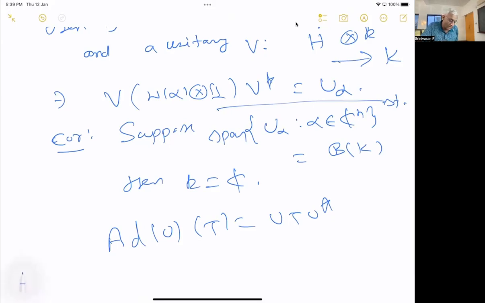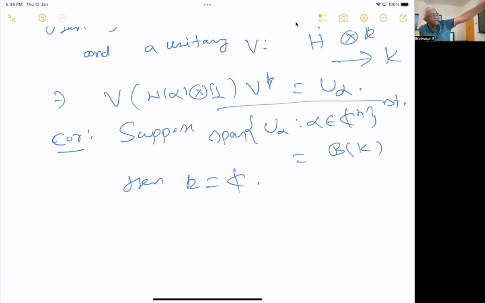But now we are identifying W of alpha tensor 1 with U alpha. So what is W of alpha tensor 1? What will it generate as an algebra? Take the algebra and take the closure. It will generate B of H tensor 1, all operators B of H tensor 1. So if it is irreducible on this side, it should also be irreducible on the other side. That will mean that H is the same as K up to unitary.